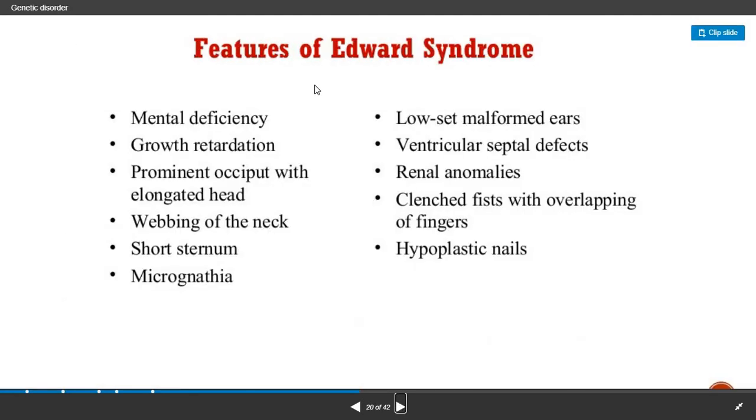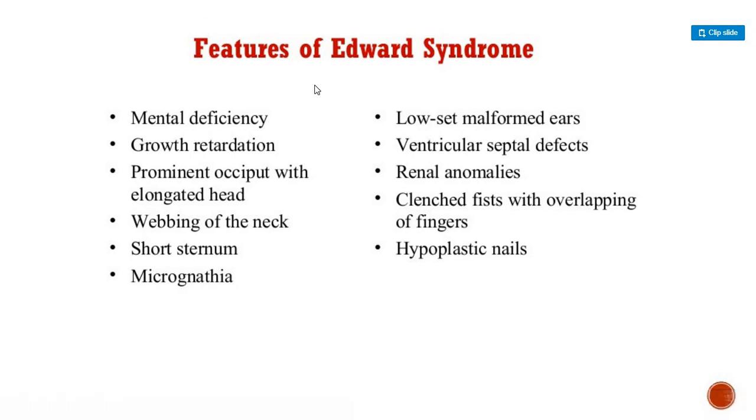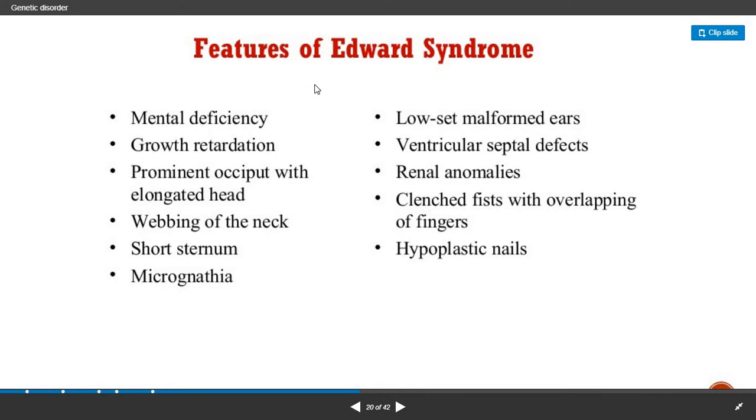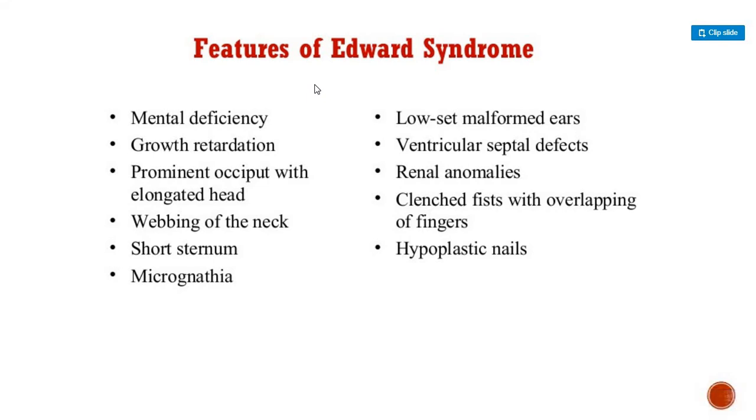Now what are the features of Edwards syndrome? Means what happens if at the 18th chromosome, the 18th autosome, 3 chromosomes are present. Which conditions are faced by the individual? First, mental deficiency. Second, growth retardation, means the individuals will be of shorter height, and the development is also retarded. Then prominent occiput.